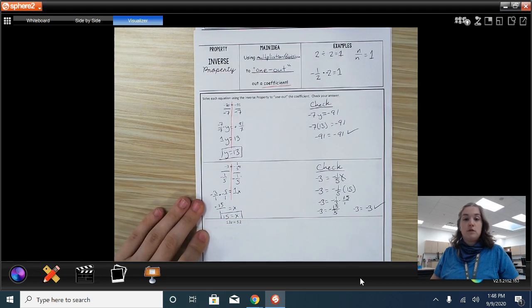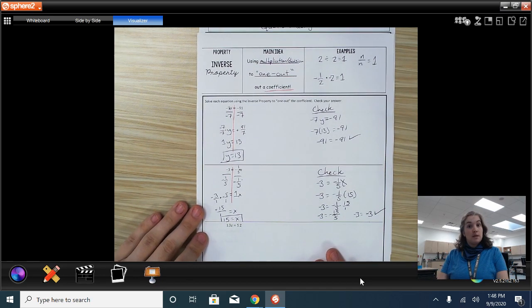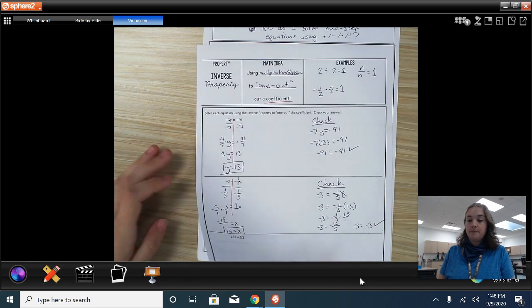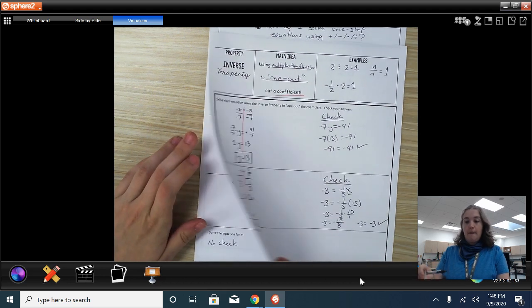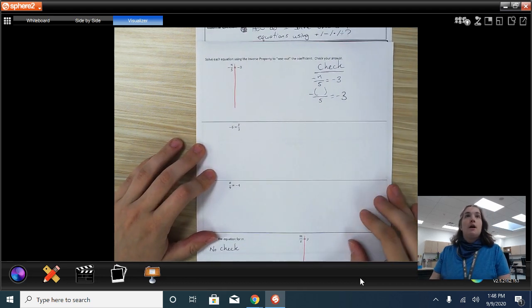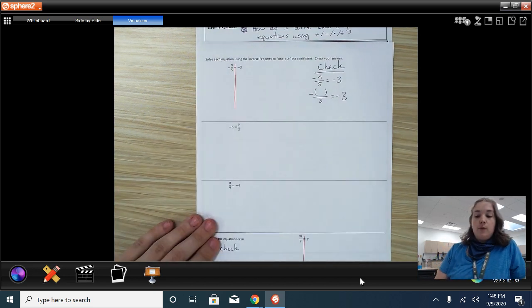Even my 4-year-old can understand 3 is the same as 3. Let's do 2 more examples together because this can be kind of weird. Our next example is this one right here. So we have negative n divided by 5 equals negative 3.